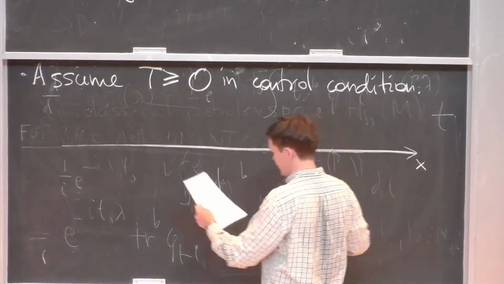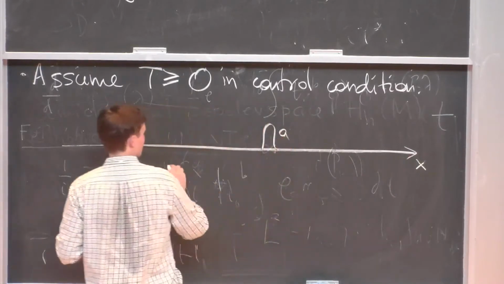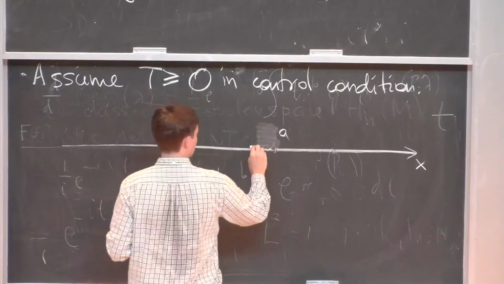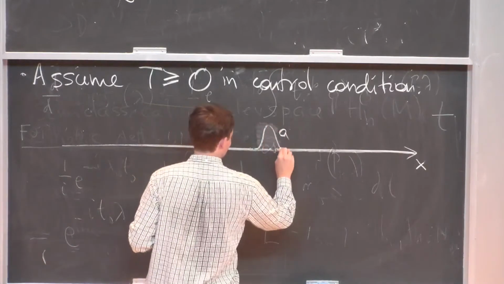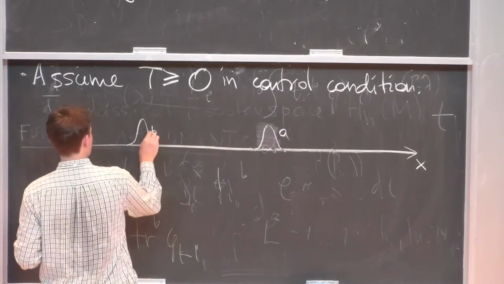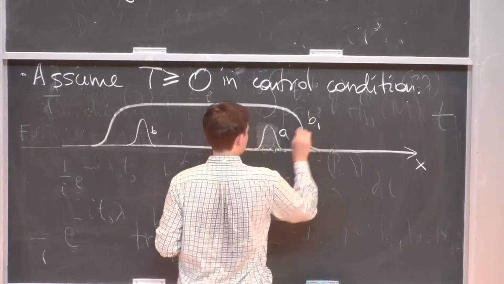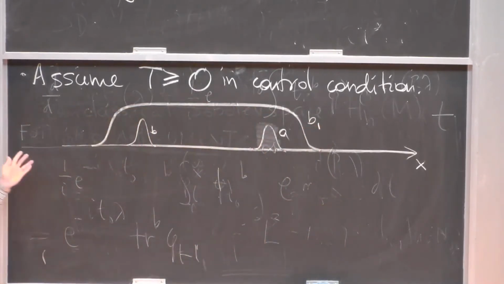So here's my X. Now here's my A, somewhere here. Okay, well, that's not a function. This is B, and here is B1. And I'll argue by pictures in a few places, because hopefully you can intuitively see, for instance, that the control condition holds for those.